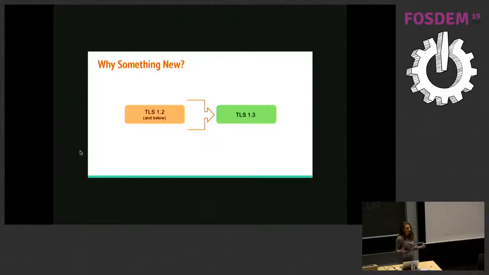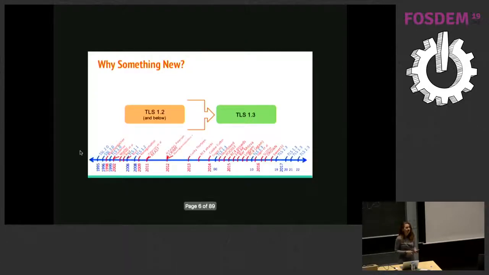So we're moving from TLS 1.2 and below to TLS 1.3, but why? So firstly, this happened, where red means an attack against TLS. So weaknesses against TLS 1.2 and below really meant that we had to start thinking about a new version of the protocol. Also, QUIC was released.